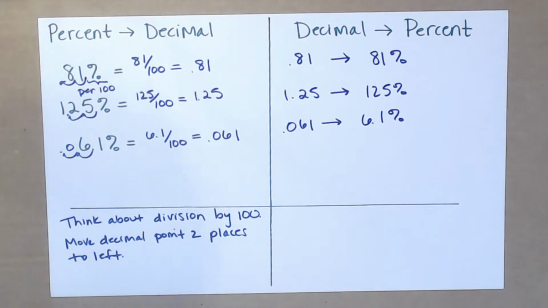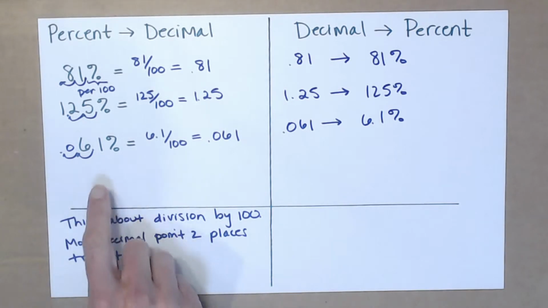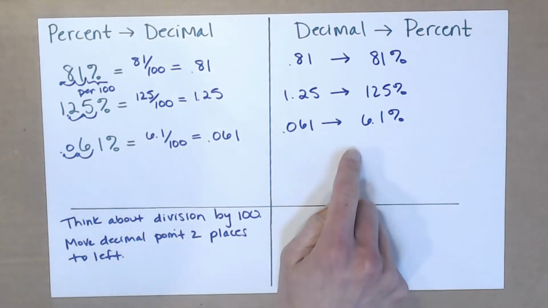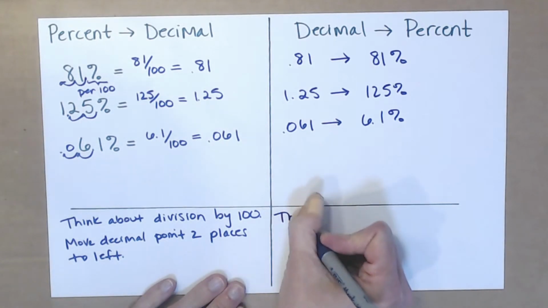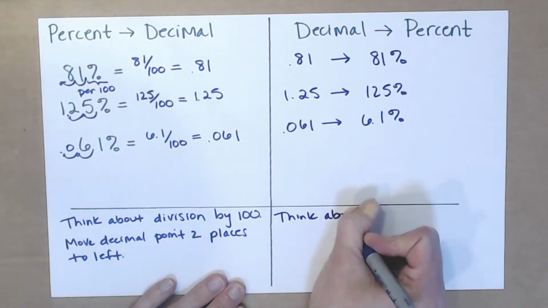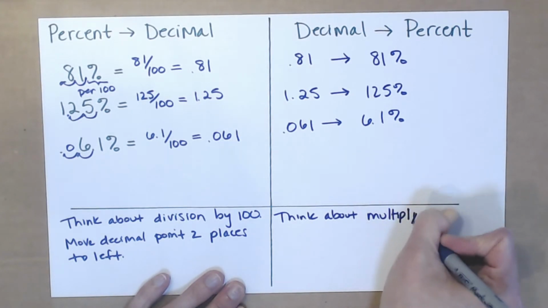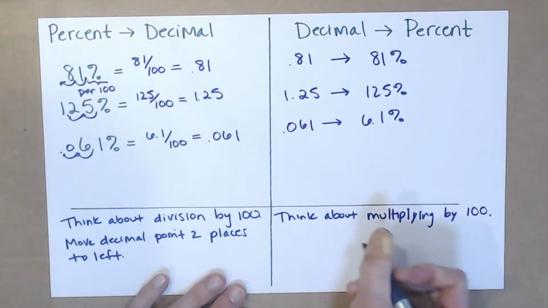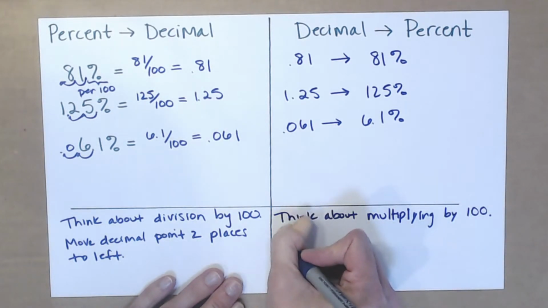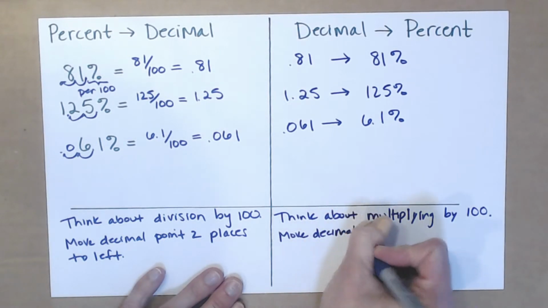And so what we actually just did here is we went backwards from what we did over here. Here we divided by 100. Here we multiply by 100. So now we want to think about multiplying by 100. And when you multiply a number by 100, you move the decimal point 2 places to the right.